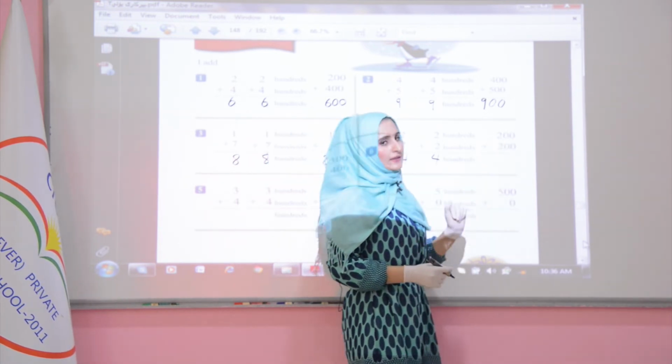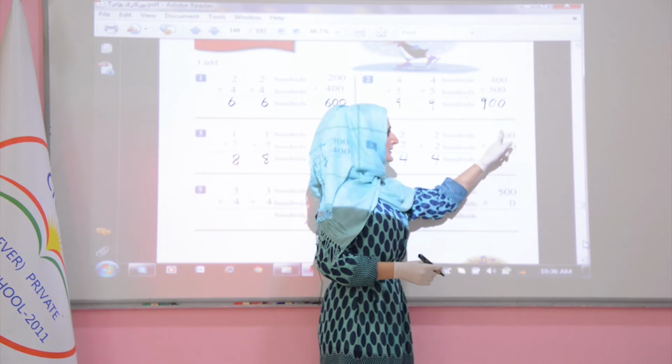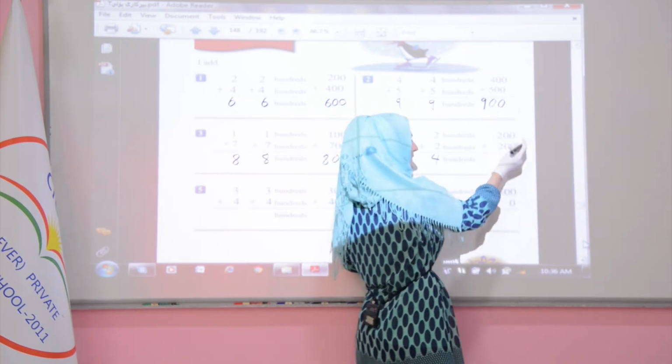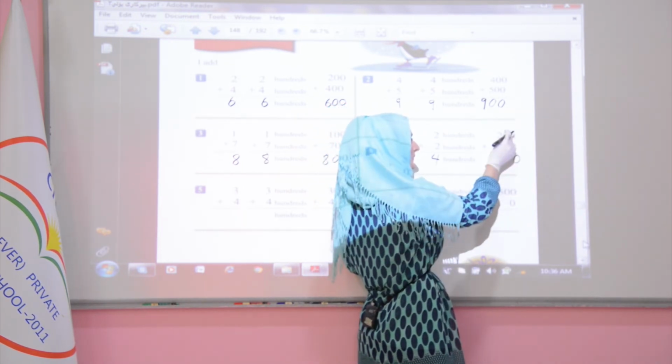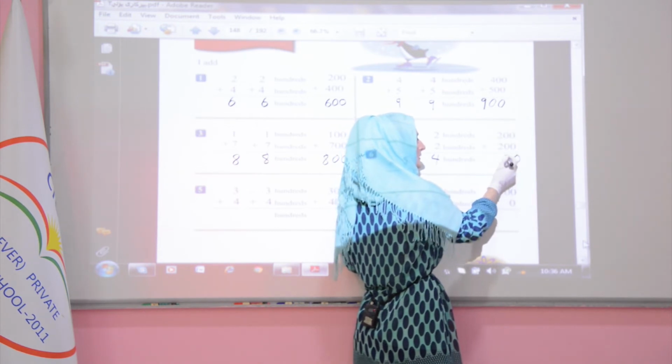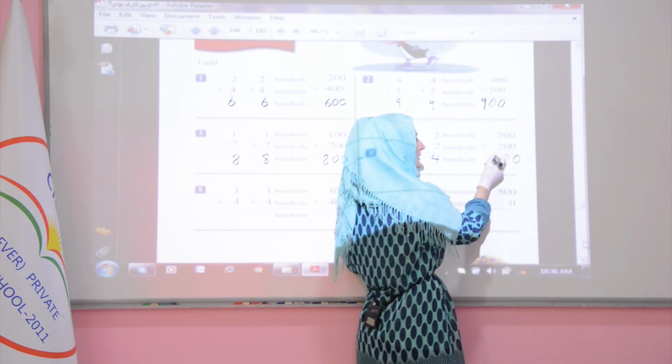200 plus 200, there's from ones, tens, after that 100 also. 0 plus 0 equal to 0. 0 plus 0 equal to 0. 2 plus 2 equal to 4.